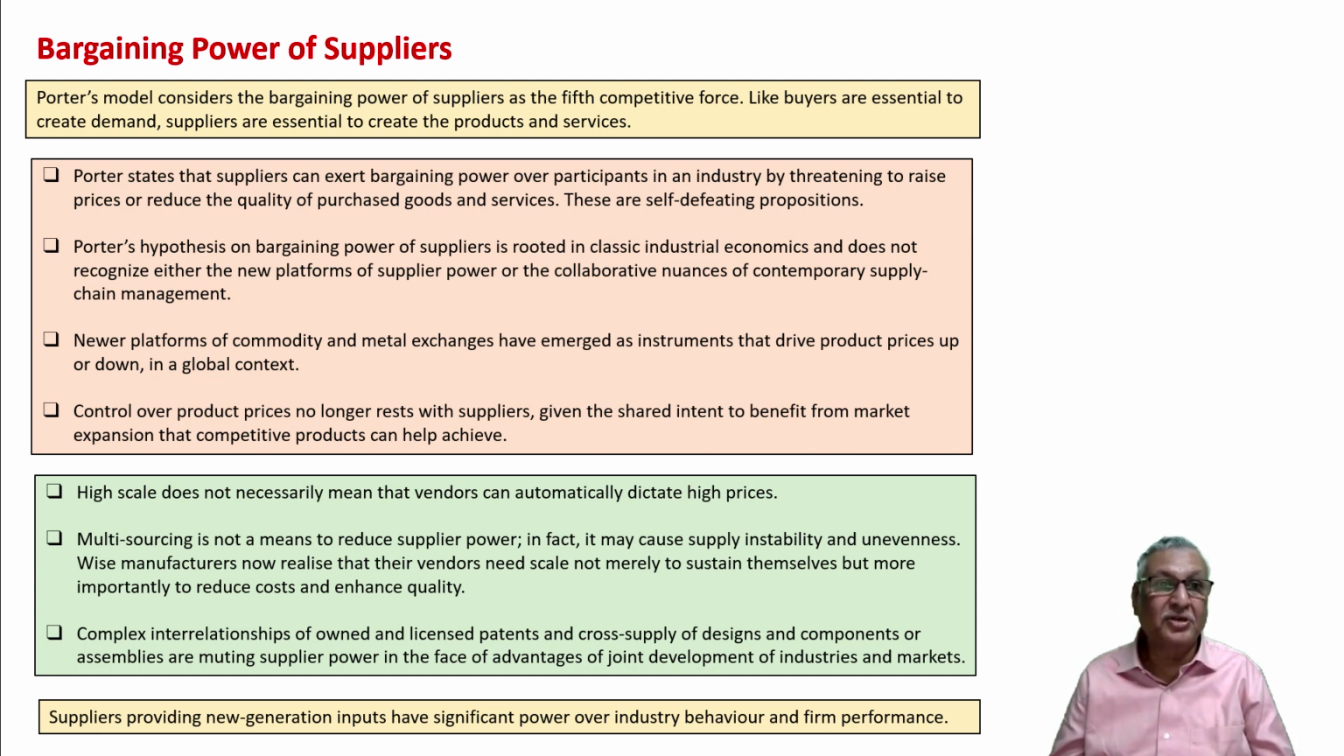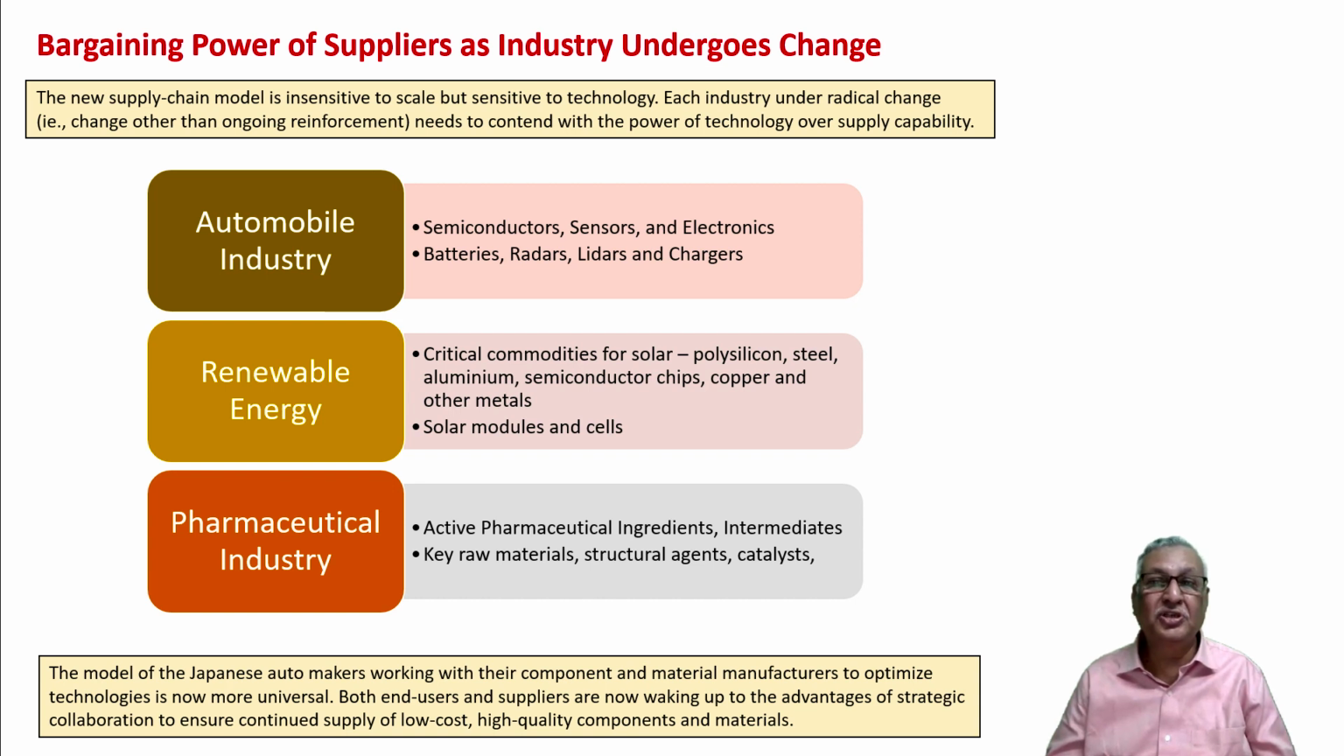Suppliers who provide new generation inputs have significant power over industry behavior and firm performance. How is this changing as industry undergoes change? Let's see some examples. The new supply chain model in theory is insensitive to scale but sensitive to technology.